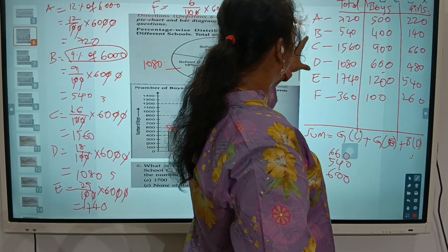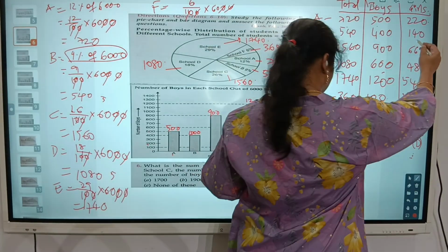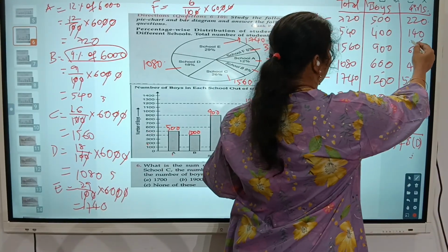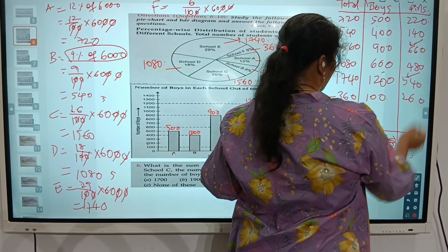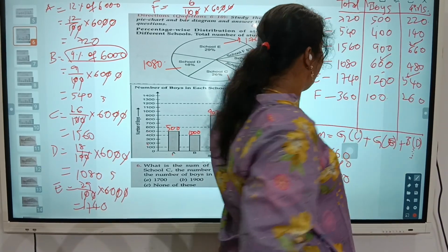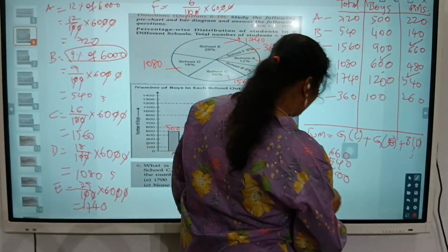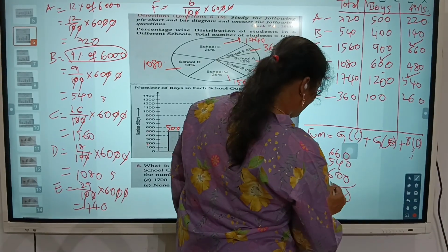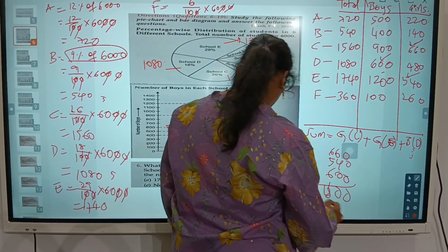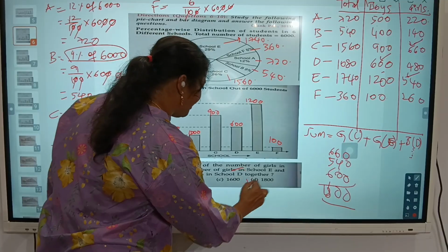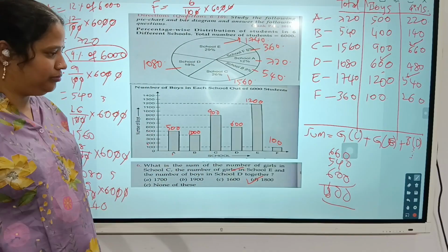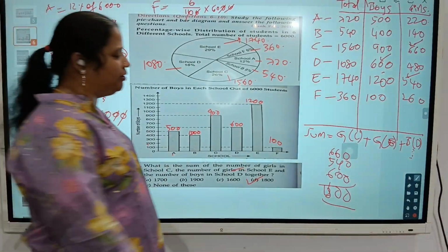Girls in school C, 660. Girls in school E, 540. And boys in school D, 600. We took all the values. Now we have to sum up. 0, 6, 4, 10, 18. So the total value is 1800. D is the answer. Now we will move to the next question.